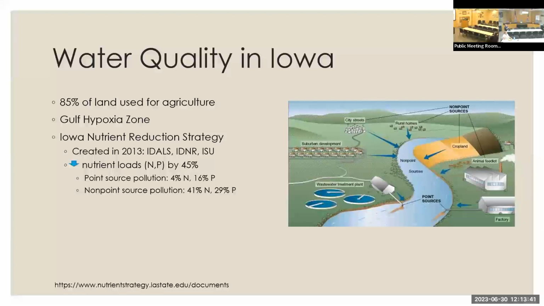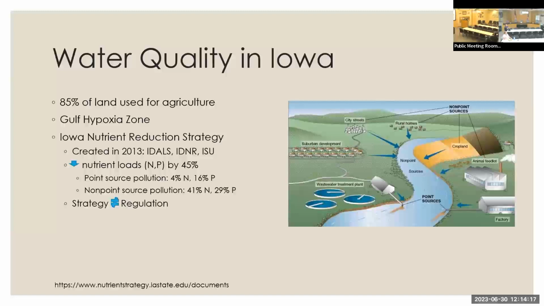So the goal is to reduce nitrates by 41% and phosphates by 29%. And this is a great strategy. The problem right now is that strategy doesn't necessarily equal regulation. It's completely voluntary. Whether we are able to decrease our output loads is still to be determined. And it's happening in some instances, but not happening in others. So there's no real teeth.